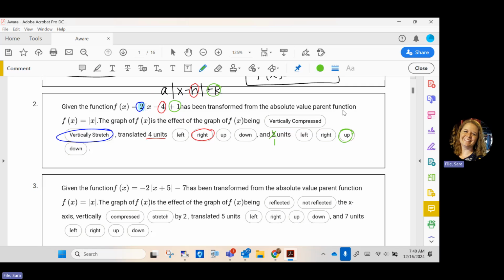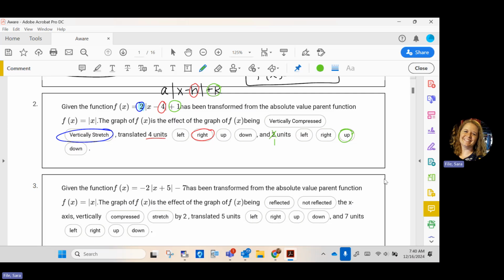Okay, but H is left or right, the opposite of the sign that you see. K is up or down, and A is your stretch or compression. If that A was less than 1, so if it was a fraction less than 1, that would have been your vertical compression. So you've got to remember those transformation rules. So let's apply those again here in number 3.